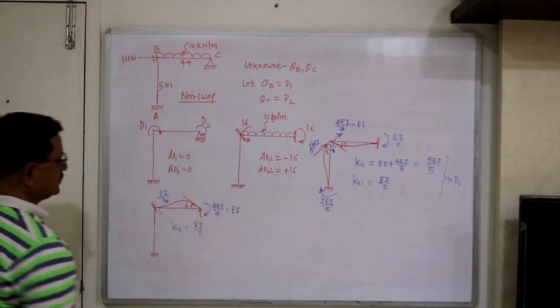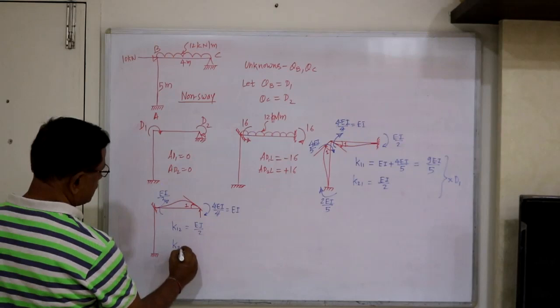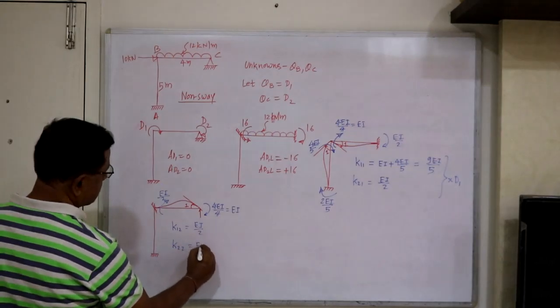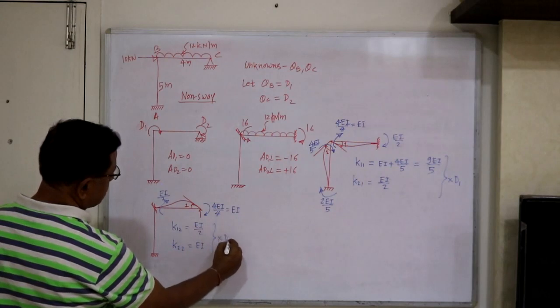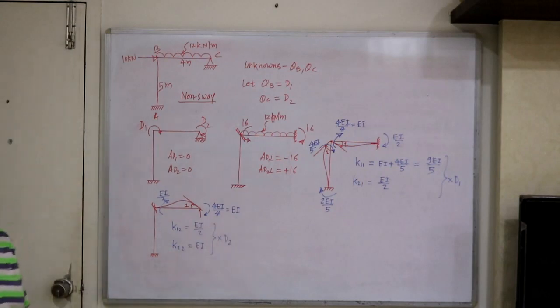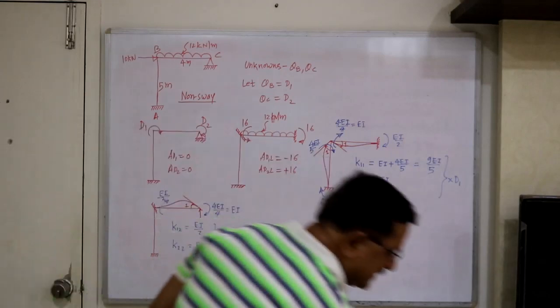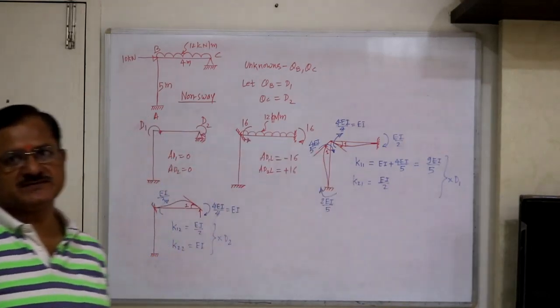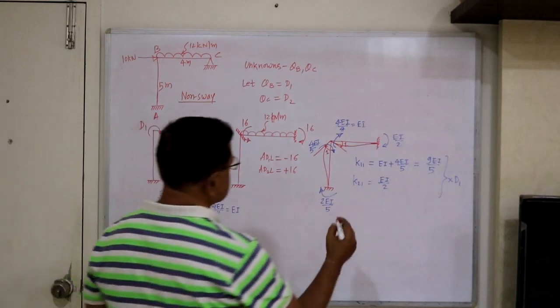So K12 and K21 must be equal. Then in the direction of 2 due to 2, this is EI. And these are to be multiplied by D2. Then almost our problem is over. What is next? Next you just develop equations.